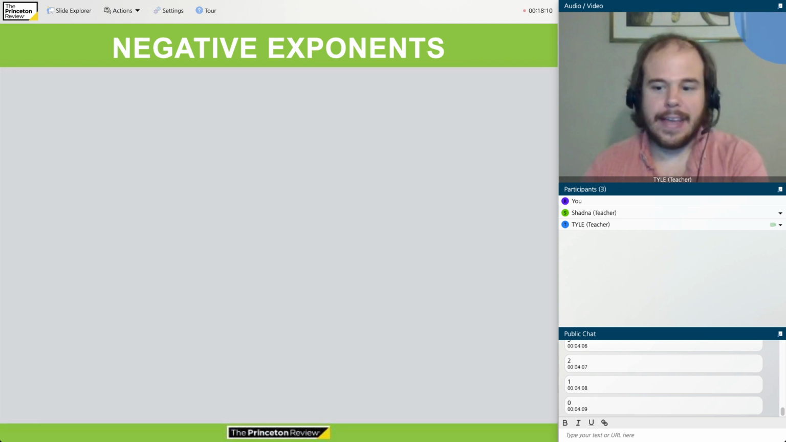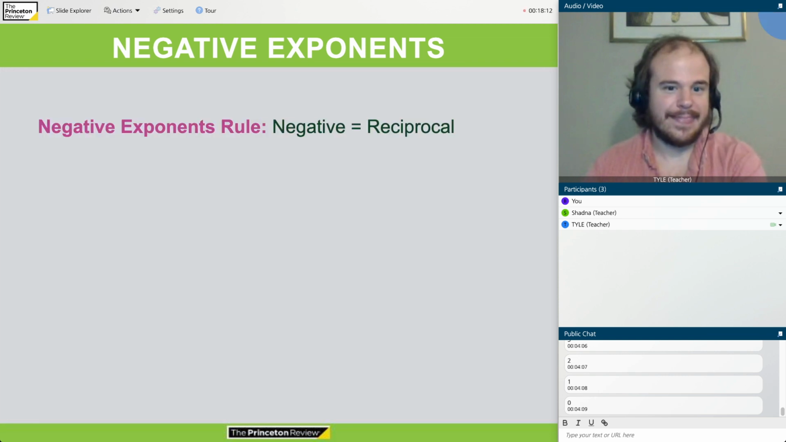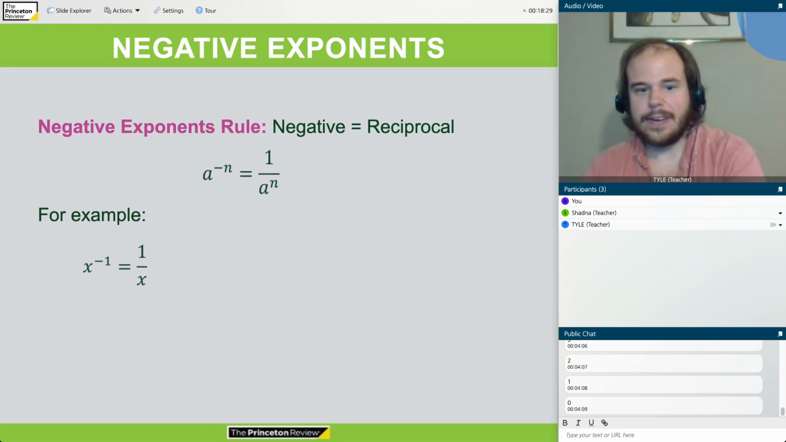Let's talk about negative exponents. The rule for these is that negative means reciprocal when it comes to exponents, or more precisely, a raised to the negative n, where a is an arbitrary number, is the reciprocal of a to the n. Let's see some more concrete examples.